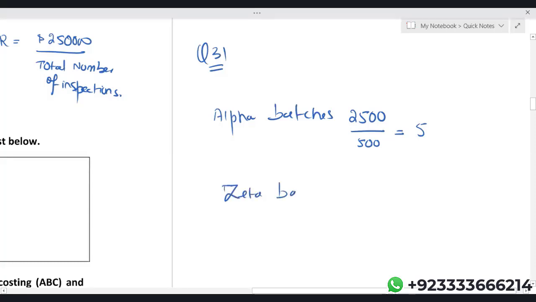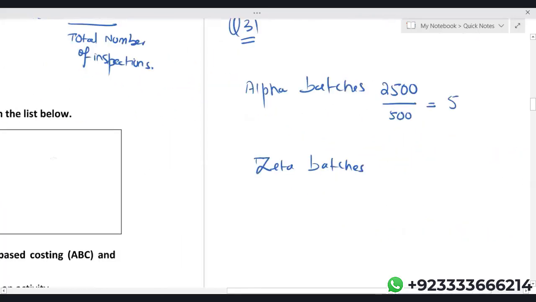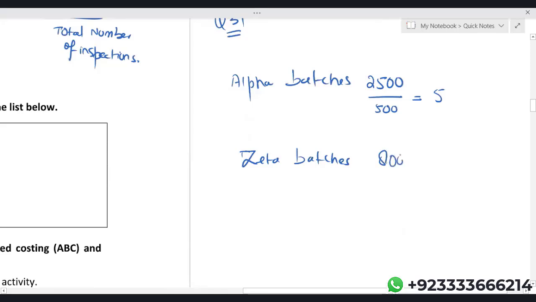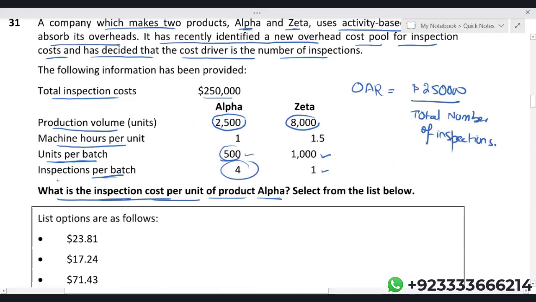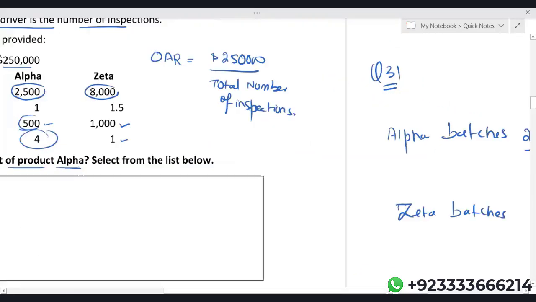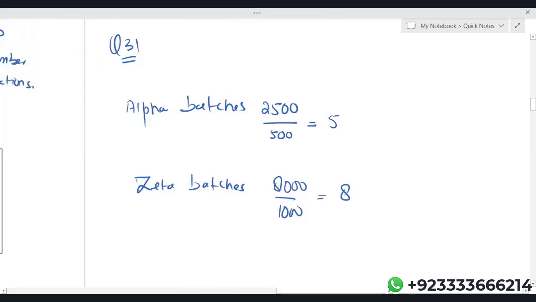Zeta batches, very easy. The production total volume of zeta is 8,000. Per batch, we are producing 1,000. So zeta is having 8 batches, alpha 5. Now, let's see. Look at the inspection, it is not per unit. Actually, inspection is per batch. Repeat, inspection is not per unit. Inspection is per batch. So we have calculated the number of batches for alpha, it is 5.